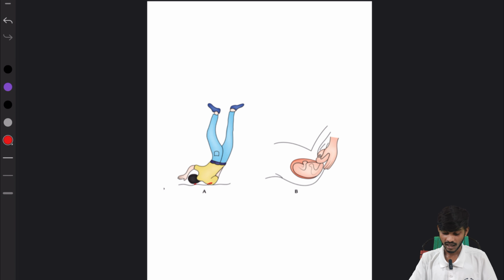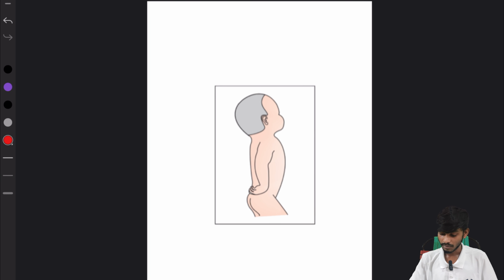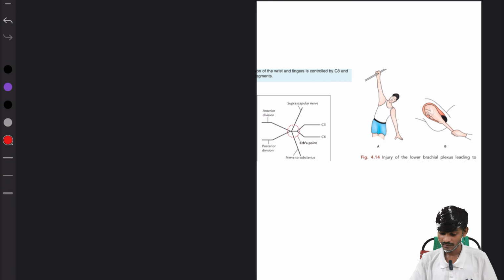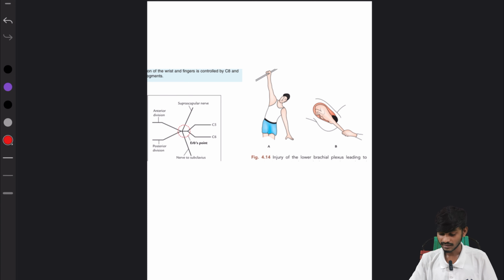There is increased angle between shoulder and head. This involves upper brachial plexus paralysis. During delivery, traction of head leads to upper brachial plexus paralysis. Upper brachial plexus paralysis is also commonly called policeman's tip, waiter's tip. See how the hand is shown. This is all about upper brachial paralysis.